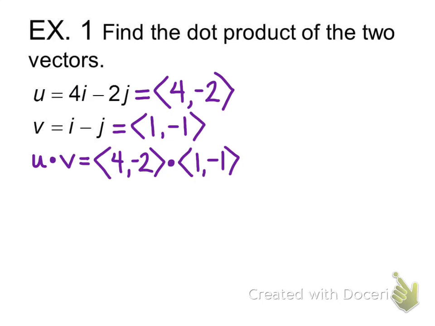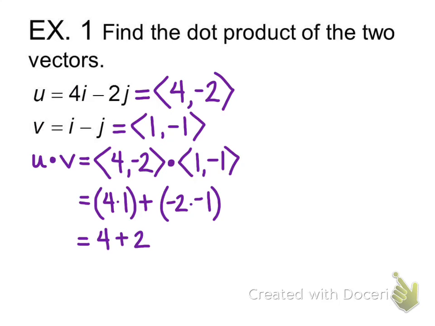When I'm doing the dot product, I'm going to multiply the x's. So that's 4 times 1 plus, I'm going to multiply the y's, negative 2 times negative 1. In the first parenthesis, 4 times 1 is 4. Second parenthesis, negative 2 times negative 1 will be a positive 2. So then 4 plus 2 will equal 6. So the dot product between these two vectors is 6.